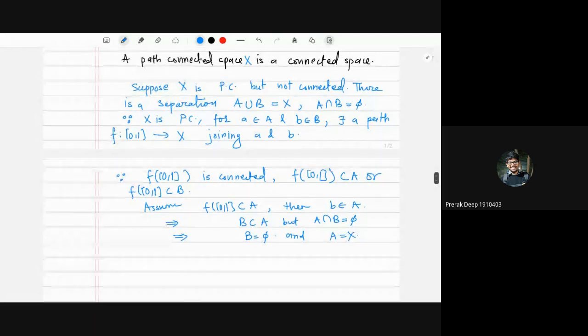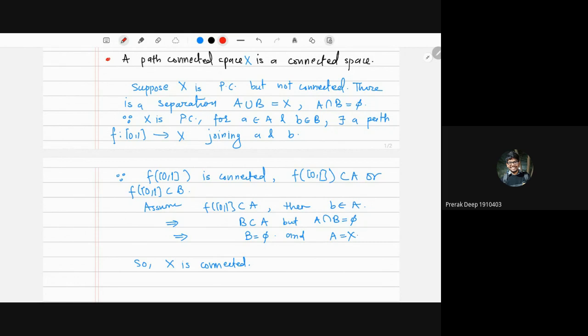So this will say that x is connected. That means there is no such separation, because in a separation B can't be the empty set. So x is connected. This is a small proof that a path connected space is also a connected space.